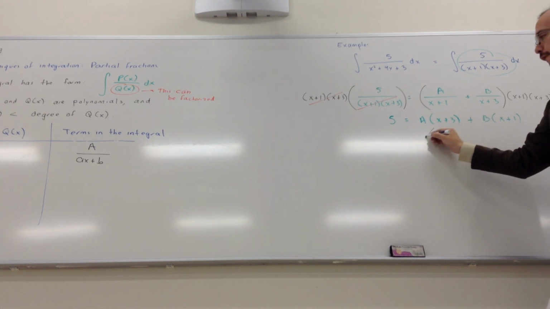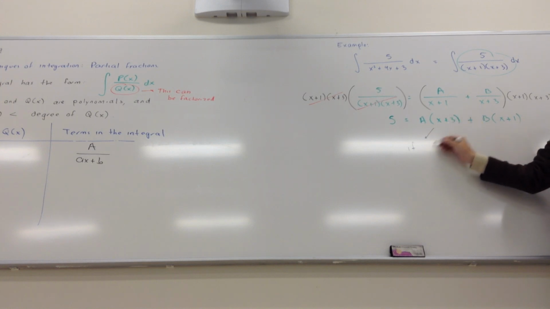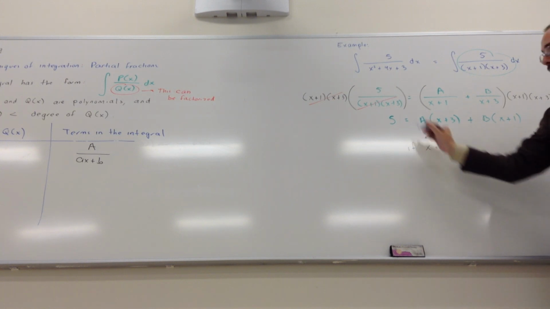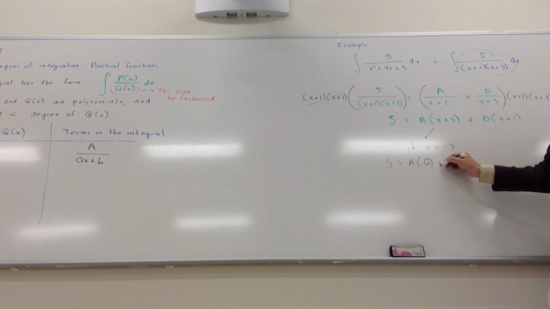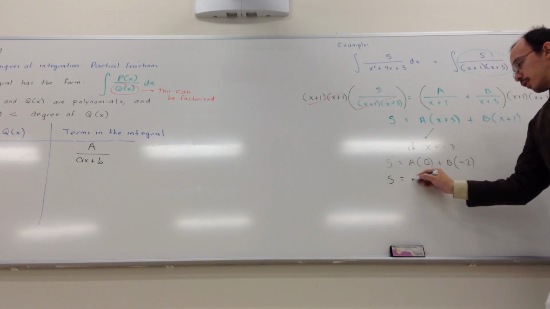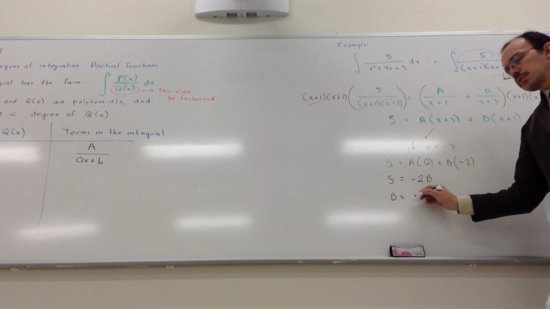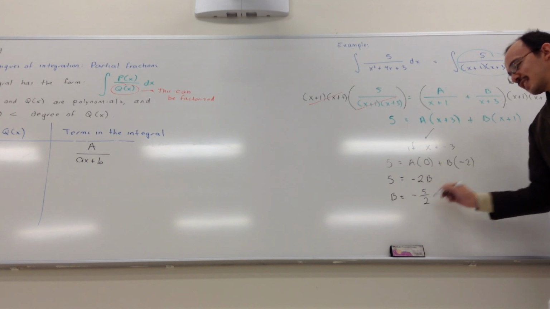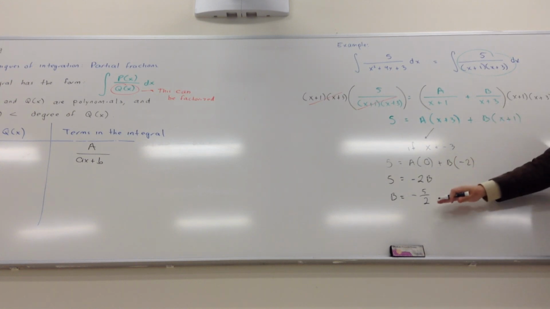How? For example, first, if x plus 3 is the one that you have, x has to be equal to what to make this 0? Minus 3. So now, if that happens, we have 5 equal to a times 0 plus b times minus 3 plus 1 minus 2. So 5 equal to minus 2b, b is equal to minus 5 halves. You divide. That's for the b.